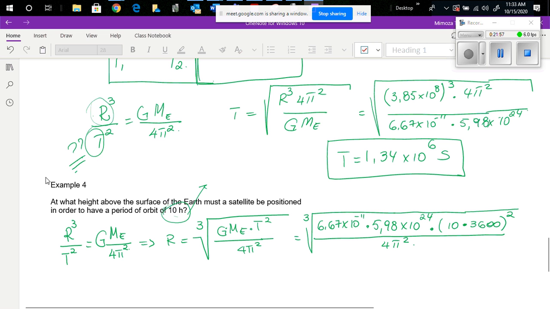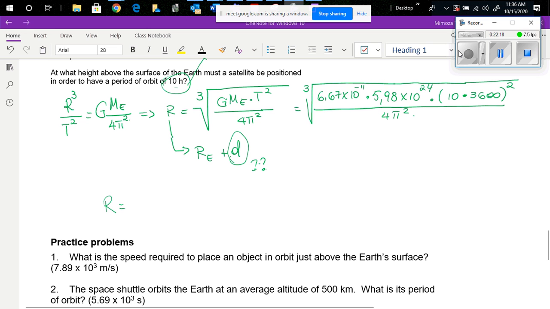Do not forget though that what you are finding here is the radius of the Earth plus the distance between the surface of the Earth and the satellite. And what the question is asking for is this one here. Okay, so the radius is 2.36 times 10 to the power of 7 meters. And this, as we said, is the radius of the Earth plus the altitude that the satellite is having.